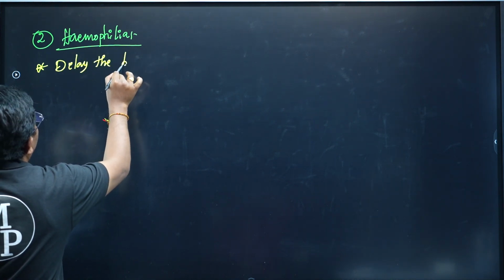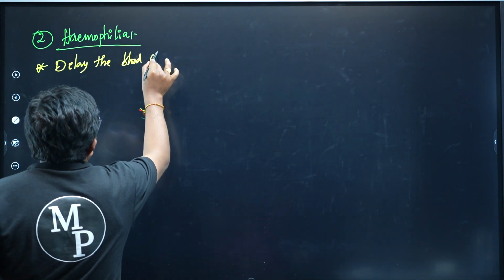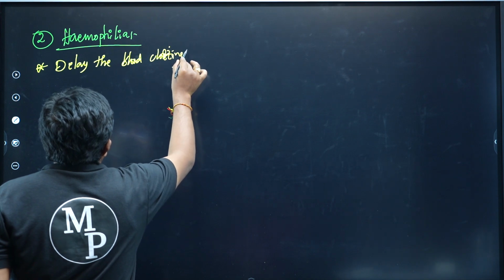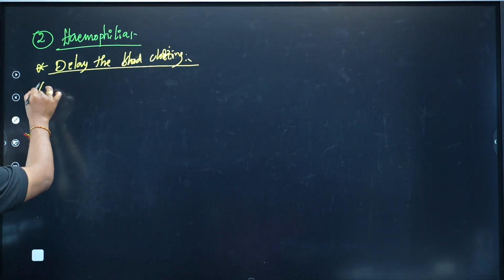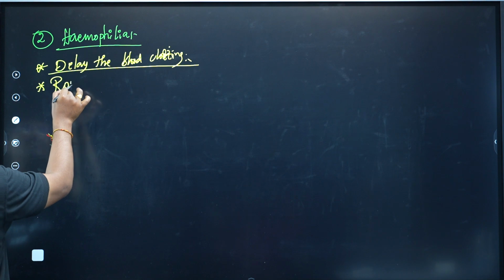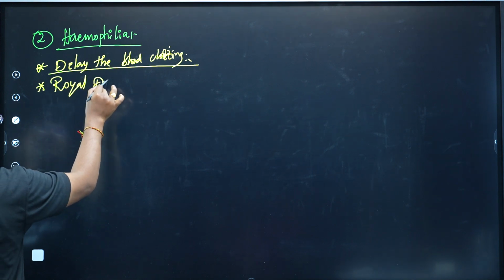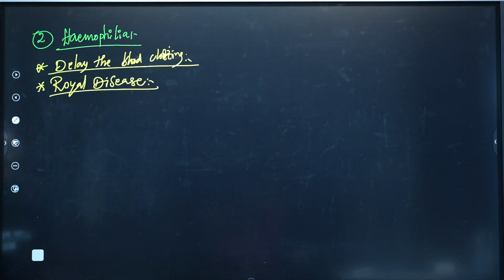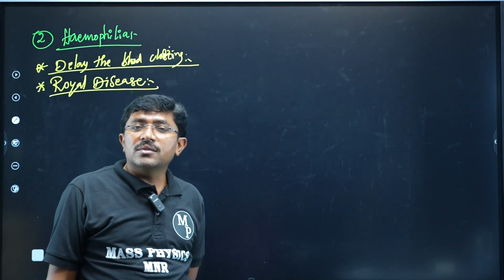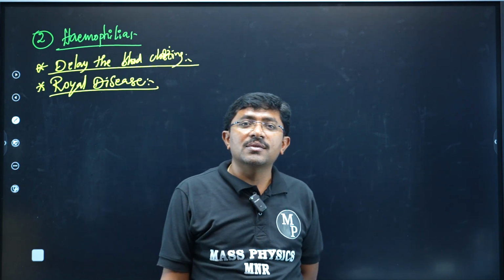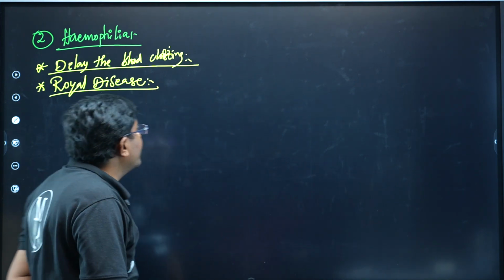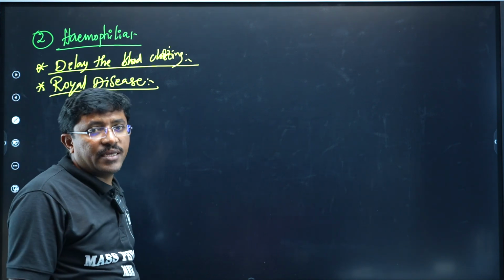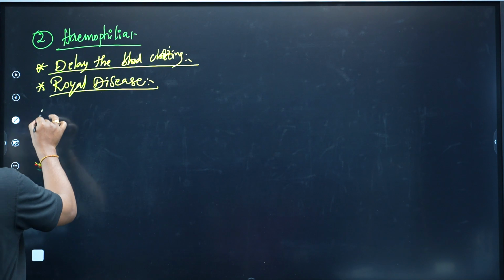Delay the blood clotting mechanism. Hemophilia delays blood clotting, and this disease is also called a royal disease. What is the reason hemophilia is called a royal disease? It means hemophilia was first identified in a royal family, in Queen Victoria.